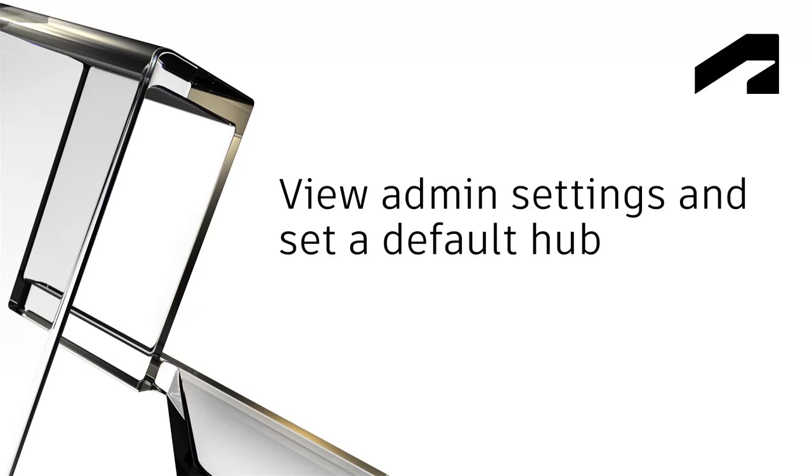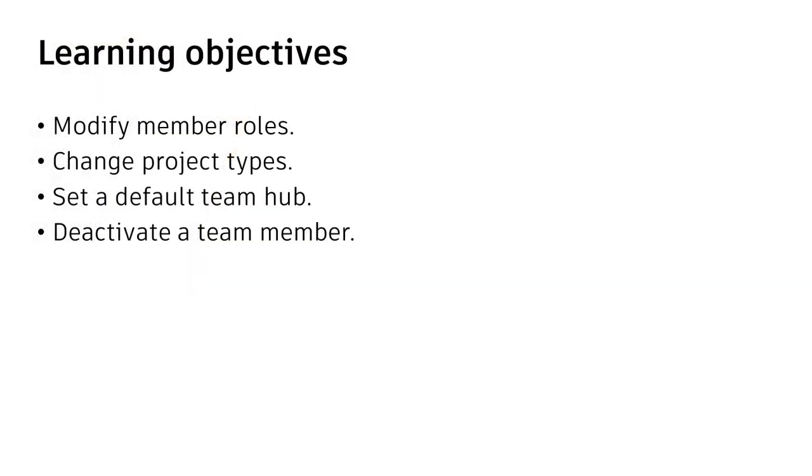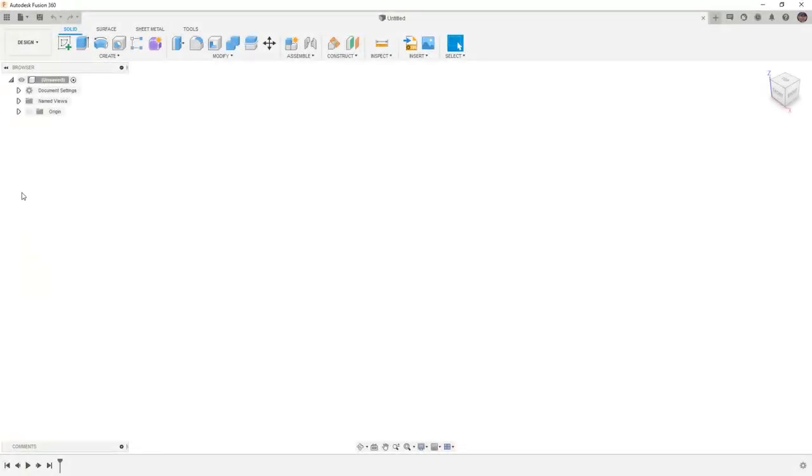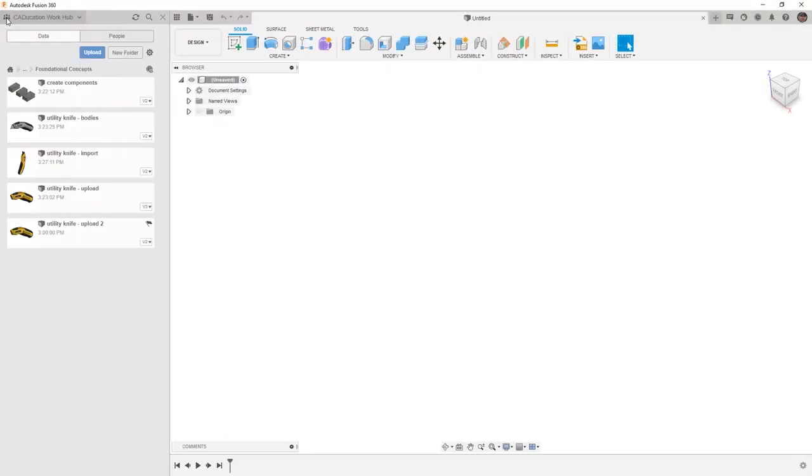In this video, we'll learn to view admin settings and set a default hub. After completing this step, you'll be able to modify member roles, change project types, set a default team, and deactivate a team member. In Fusion 360, we want to begin by expanding our data panel.